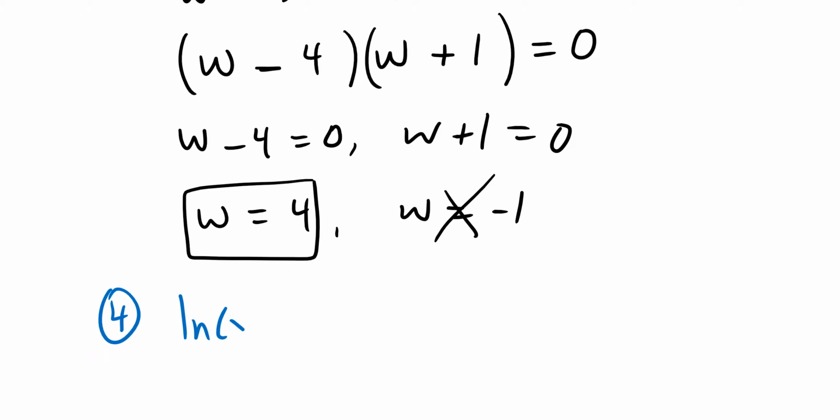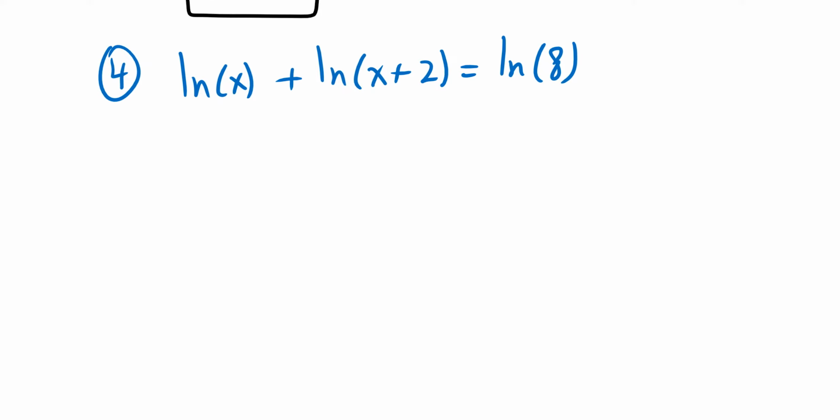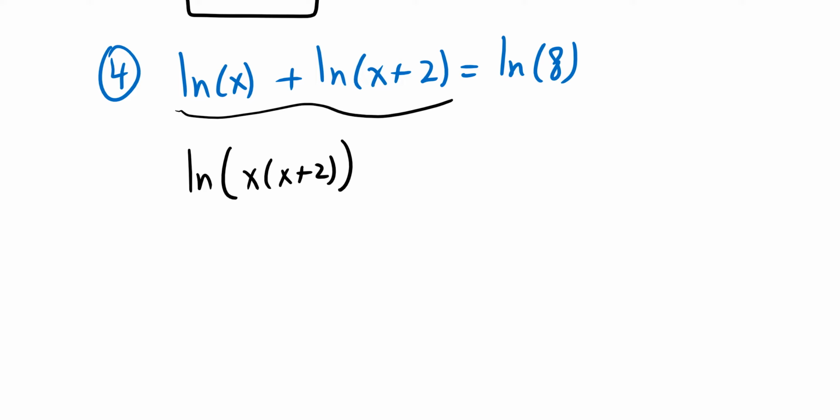Let's look at another example. Let's say ln of x plus ln of x plus 2 equals ln of 8. I say ln, but I'm trying to use natural log instead of saying ln. Now, what can we do here? I can't combine like terms here. I don't have like terms. But what I can do is multiply these together as natural log of x times x plus 2 equals natural log of 8.